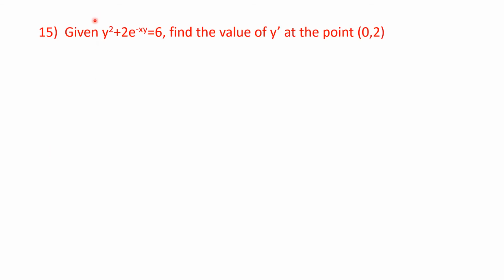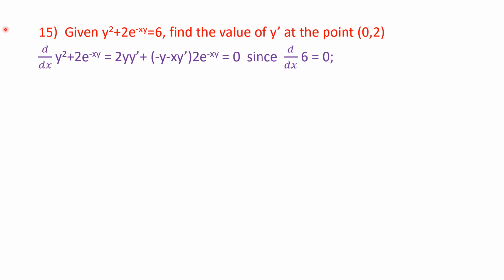Next is question number 15. For question number 15, given y squared plus 2e to the power negative xy equal to 6, we have to find the value of y prime at the point 0 for x and 2 for y.